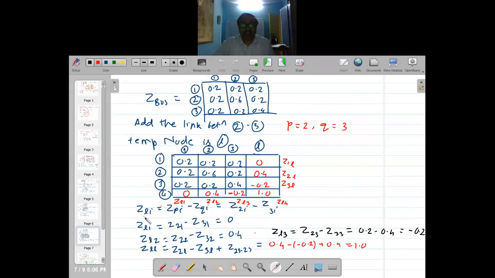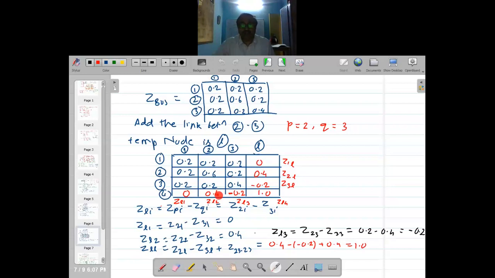So in general, ZLI is equal to ZPI minus ZQI. So Z21 minus Z31 is Z41. Z42 is equal to Z22 minus Z32. So basically this row minus this row is this. Okay. So 0.2 minus 0.2 is 0, 0.6 minus 0.2 is 0.4, 0.2 minus 0.4 is minus 0.2. And since this is 0, Z1L is also 0.